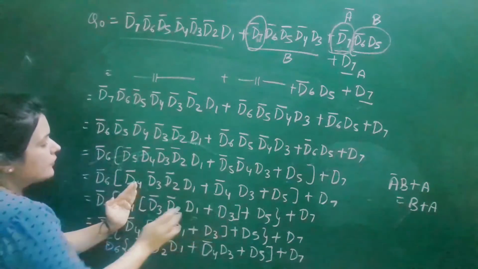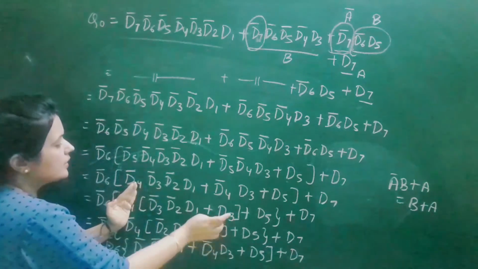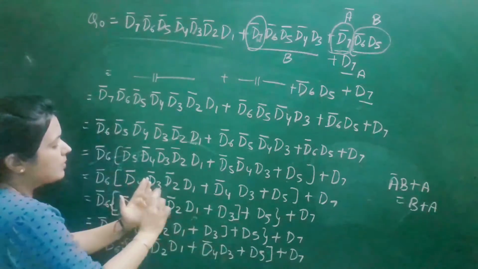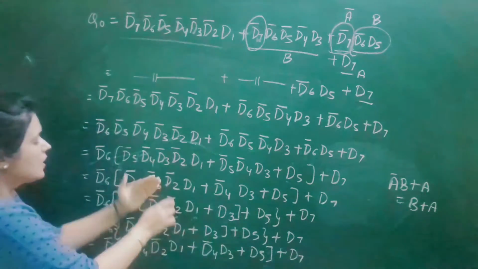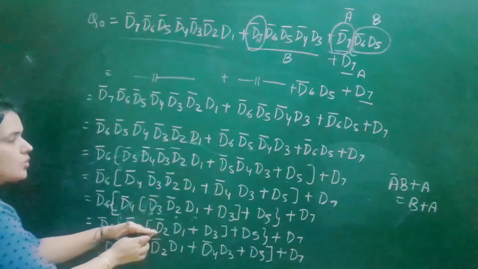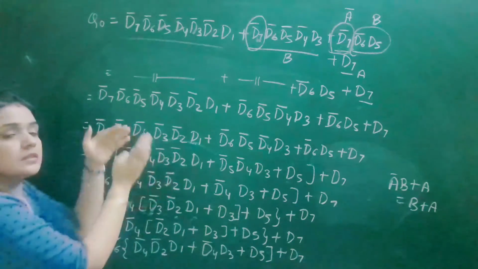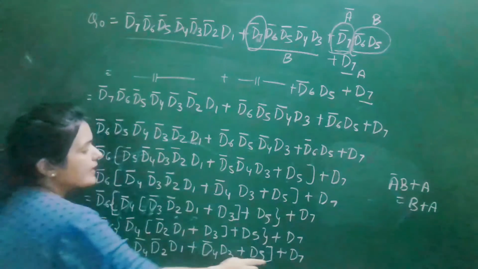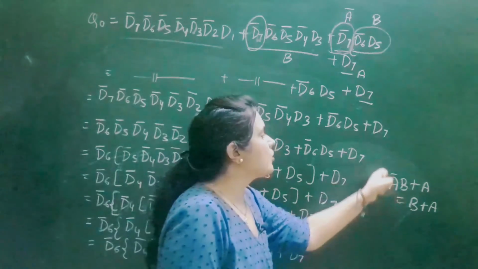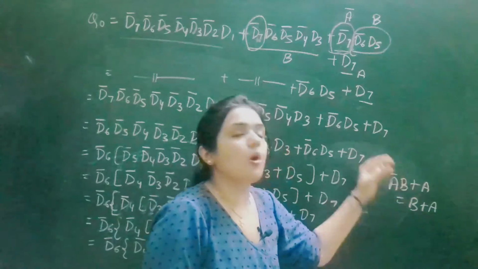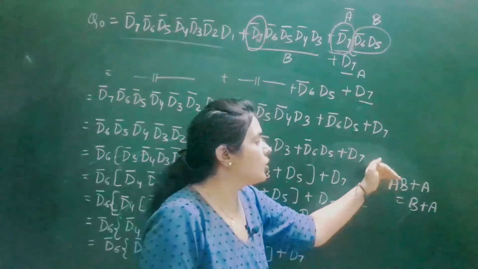Again, if we take these two terms together, D3's complement can be eliminated. So the next step will be like this. Following and simplifying this way, we obtain the final expression like this. The rule is to eliminate the complement of any variable following this rule.